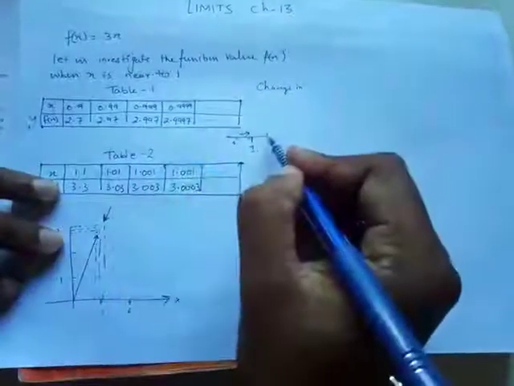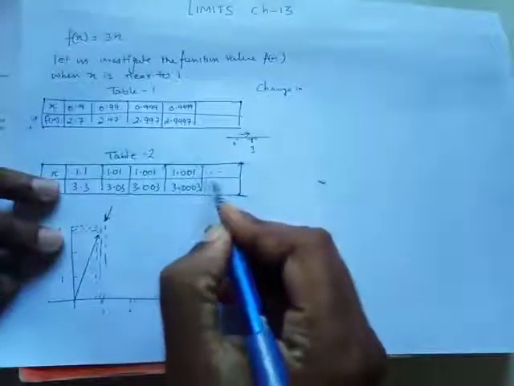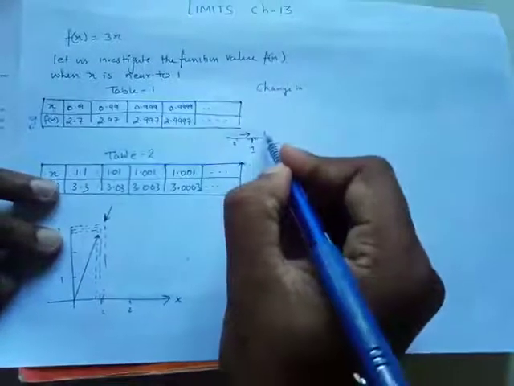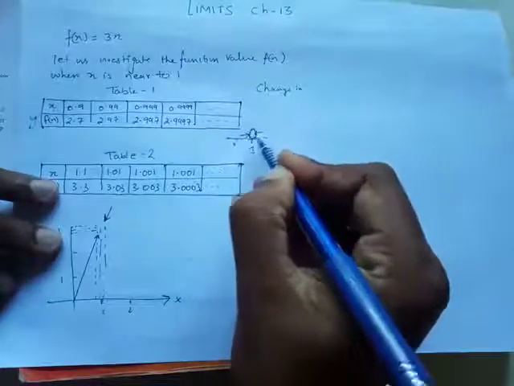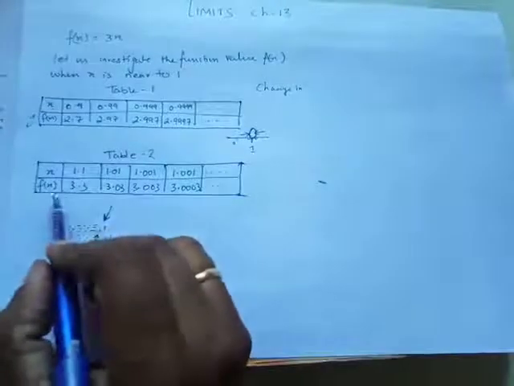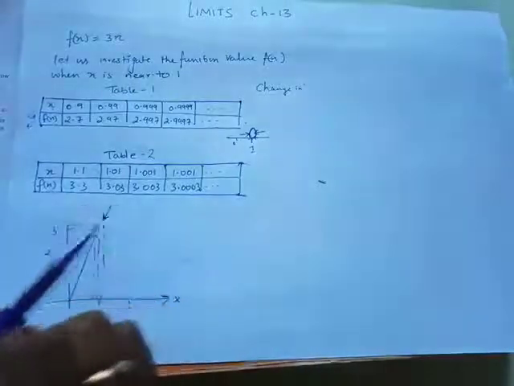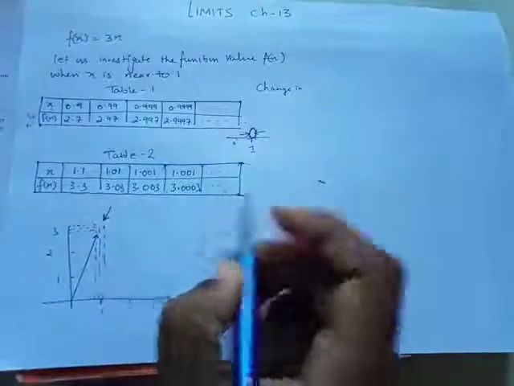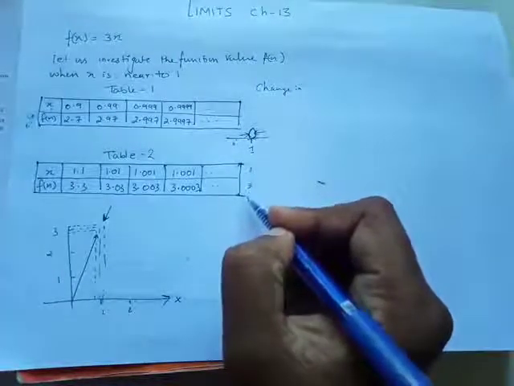Table 2, now I am coming from this side: 1.1, 1.01, 1.001, each one closer. So I am going very very close to 1. Okay, I am moving towards 1. I need to find the value, that is, the limit. And even over here if you have a look, the value of the function is going towards 3. So it's reaching 1 from the positive side and the value is reaching 3.